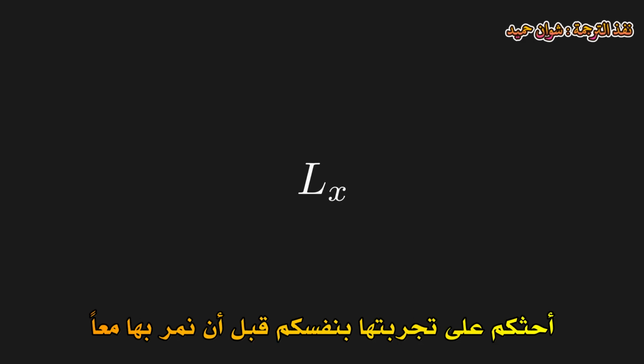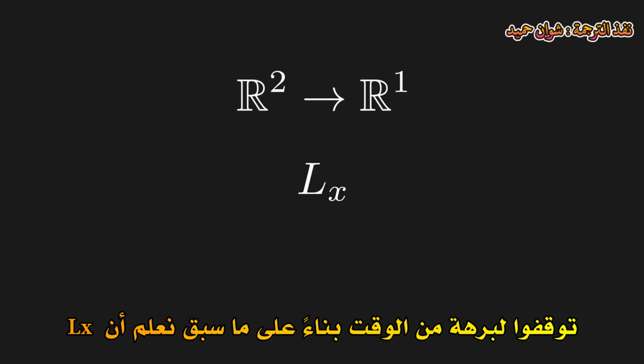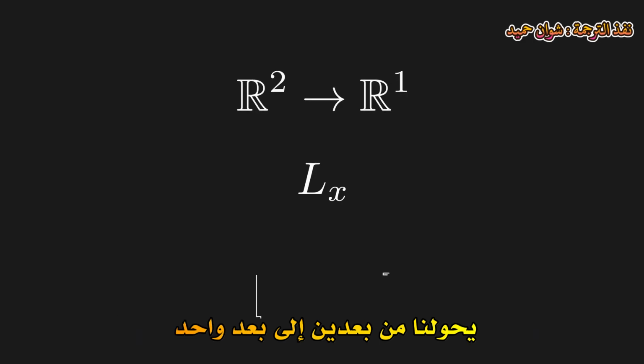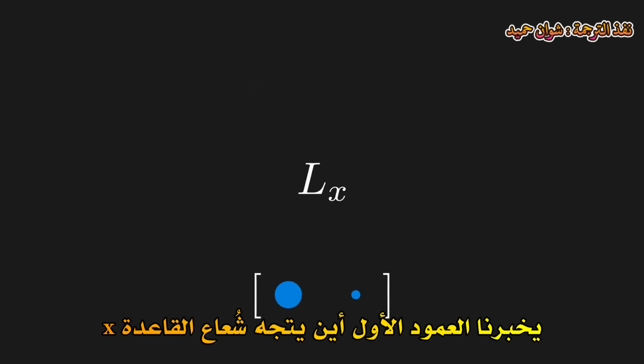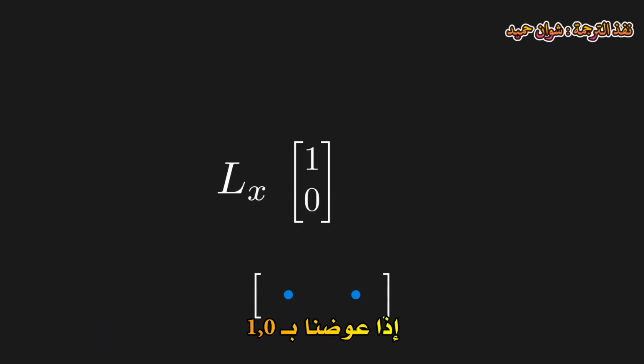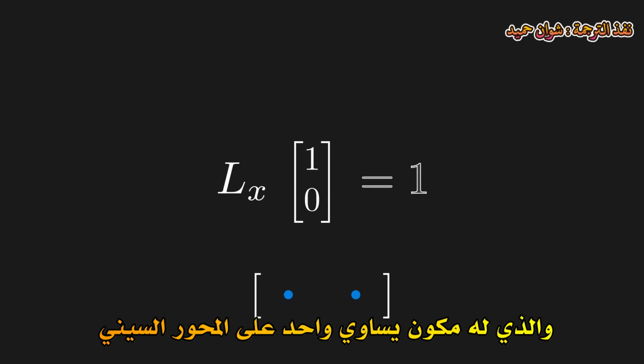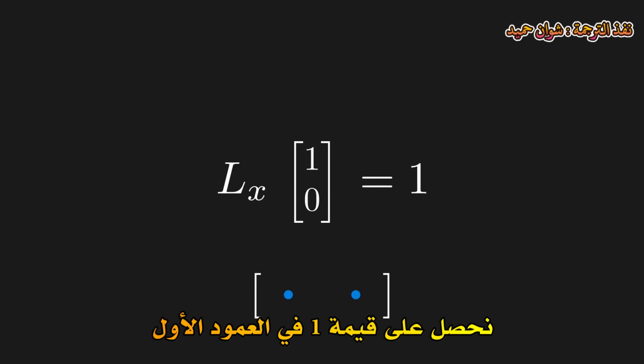Now that we know what a linear functional is, let's move back to R2 and figure out what the matrix for Lx looks like. I encourage you to try it out on your own before we run through it. Now, that being said, we know that Lx takes us from 2 dimensions down to 1 dimension, so we know we have a 1×2 matrix. The first column tells us where the x basis vector goes. So, plugging in 1, 0, which has a component of 1 on the x-axis, we get a 1 in the first column.